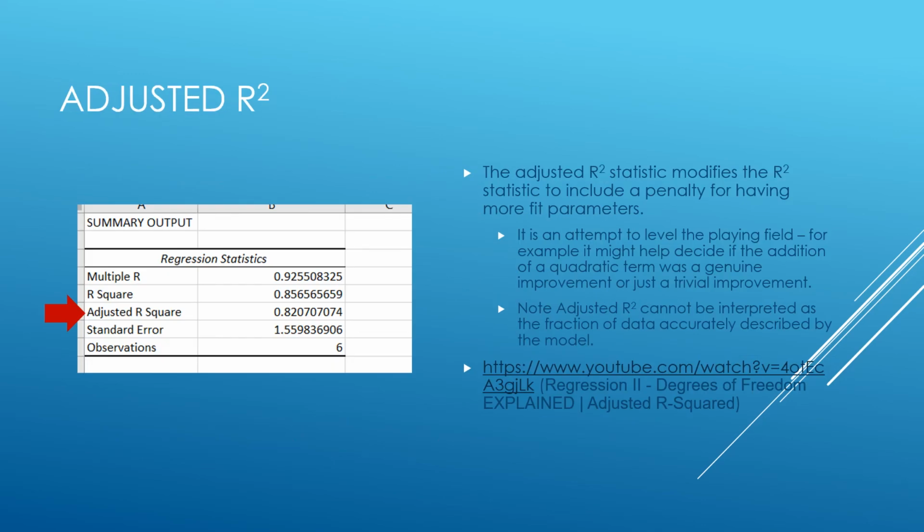We return here to the output of our regression analysis. We see under r squared a quantity known as adjusted r squared. Adjusted r squared attempts to modify r squared by adding a penalty for having more fit parameters. Thus, it's trying to level the playing field and allow us to compare functional forms which have a different number of fitting parameters. One drawback is that it sort of eliminates the simple interpretation of r squared as a fraction of data accurately described by the model. So you can use that interpretation for r squared, but not for adjusted r squared.